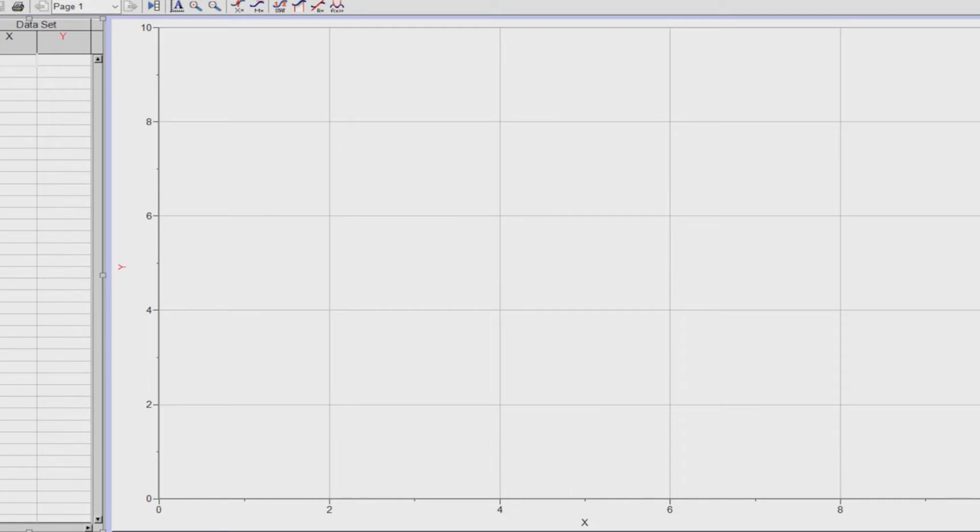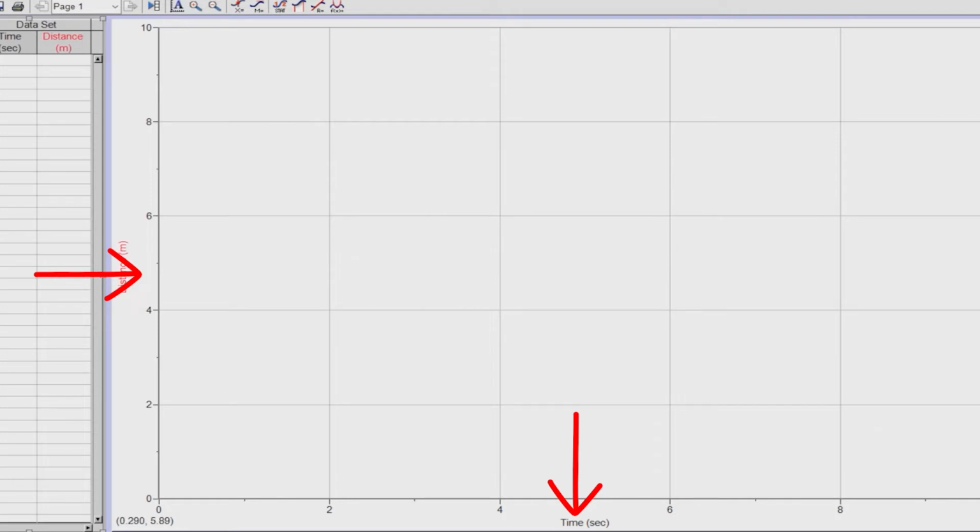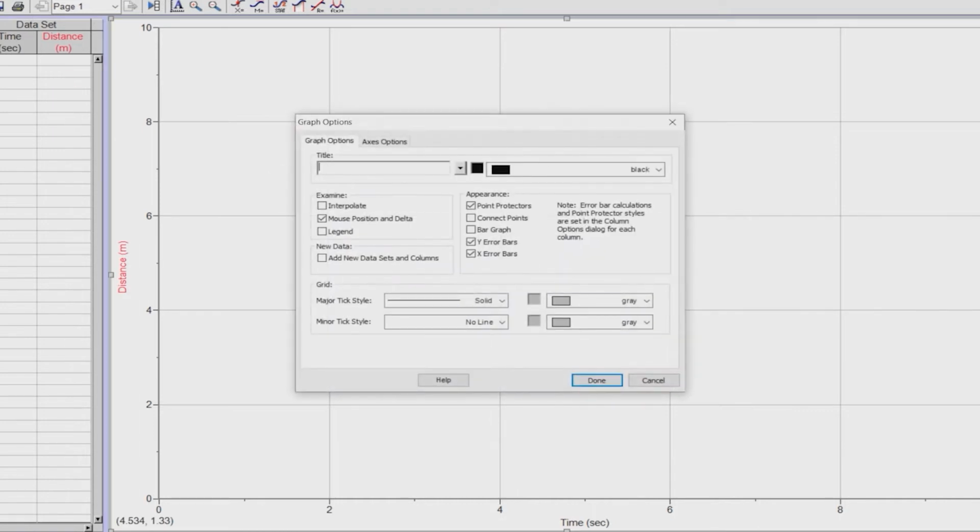In fact, we might want to click on the y-axis on top and double click on that, and you can type in distance, and units would be meters, of course, and then we can click on the x-axis, and that would be time in seconds. Okay, so we have our axes labeled, and that's probably one of the first things you want to do. And if you want to label the graph itself, just click any place on the graph, double click on that, and you can put in a title such as distance versus time.